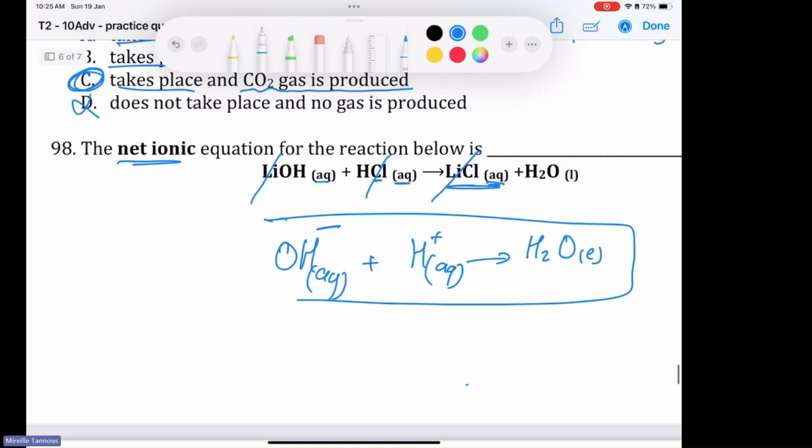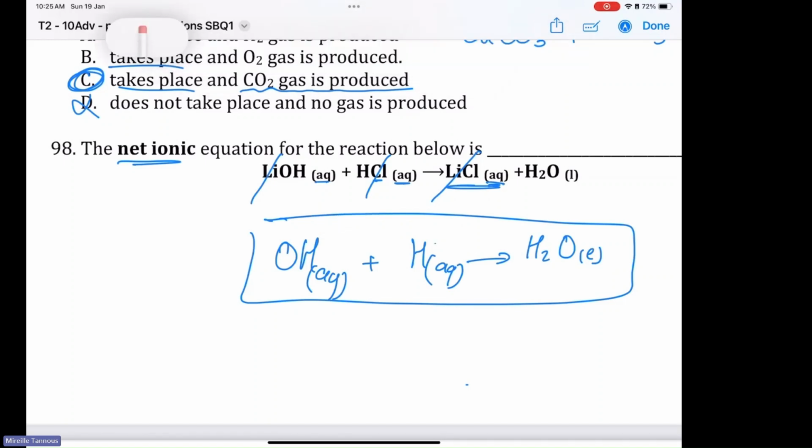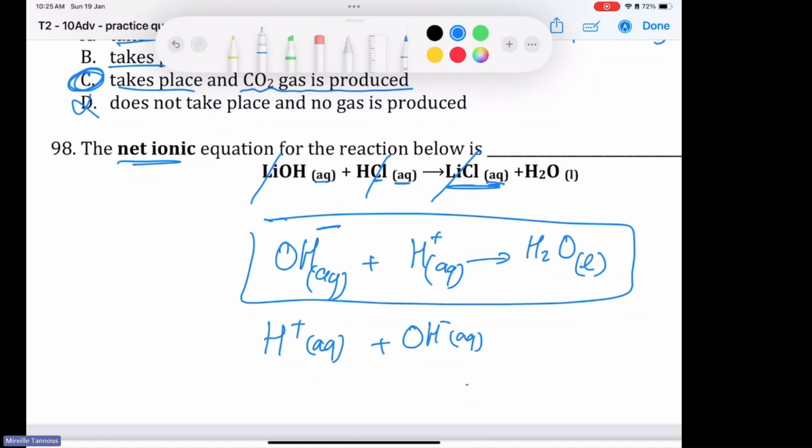When you are writing your answer, if you do not write the states, you lose marks. These are required. If you do not write the plus and minus, you lose marks. They are needed. You need to write the minus and the plus. If you do not show the L, you lose marks. So in this equation, don't miss anything. We can also write it in this form. It's okay.